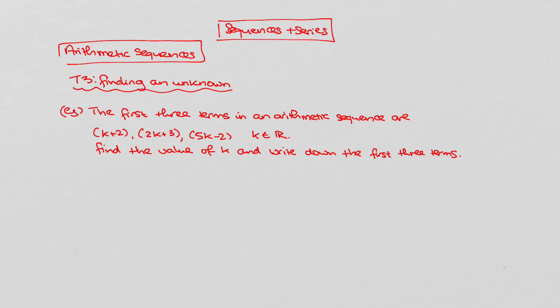Sequences in series, arithmetic sequences, type 3, finding an unknown. So we're going to look at two examples here where we're finding an unknown, and we'll have two different approaches for the information provided. So the first example here, we have the first three terms in an arithmetic sequence.